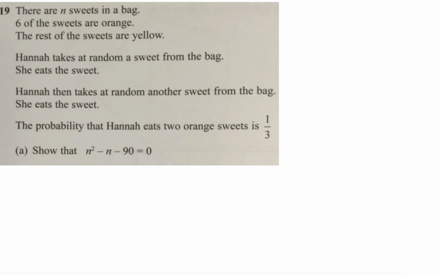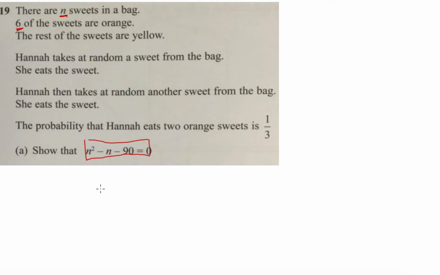So, infamous GCSE question. Hannah's Sweets, if you Google this, you'll see it was in all the news and everything. People were outraged with this question because they said it was so hard. So it tells you about n sweets in a bag. 6 are orange, the rest are yellow. She takes a sweet at random and she eats a sweet, and she takes another sweet at random and then she eats a sweet. The probability that she eats 2 orange sweets is a third. Show that n squared minus n minus 90 is equal to 0.